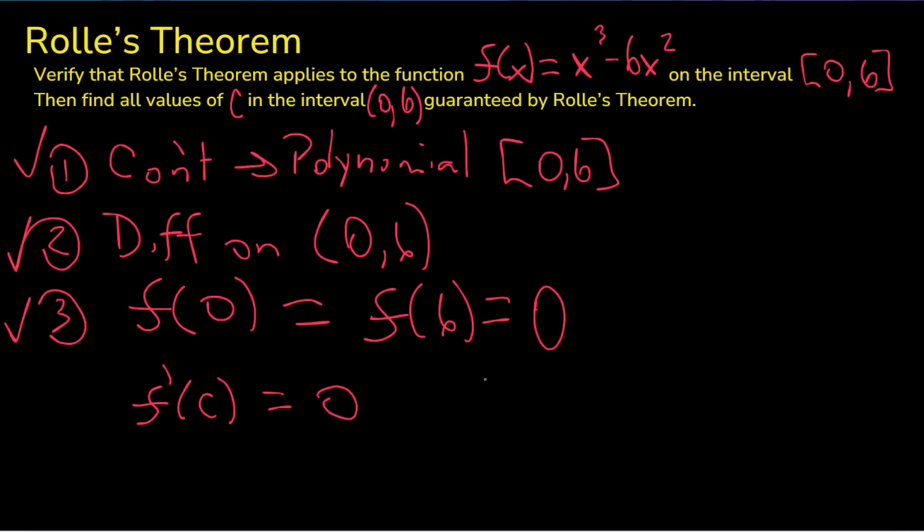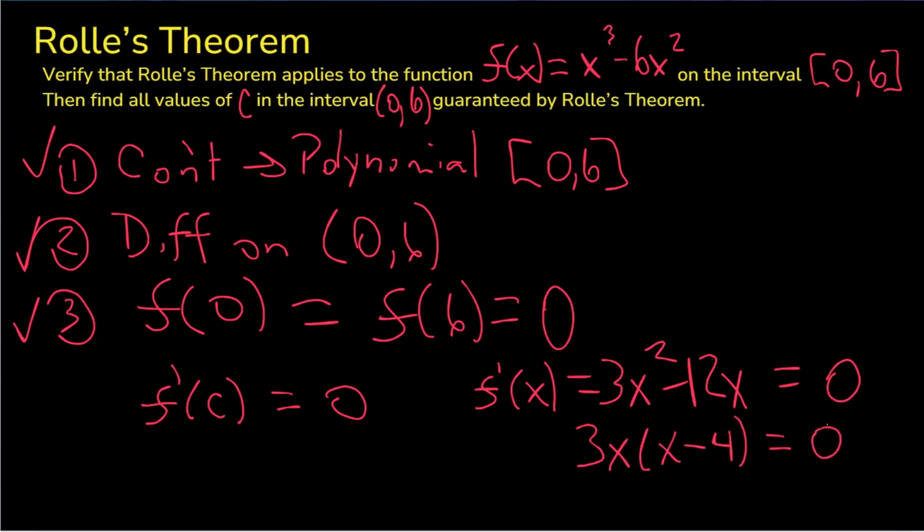So to find that, we would just take the derivative and set it equal to 0. We could factor out a 3x, and we get x equals 0 and x equals 4.